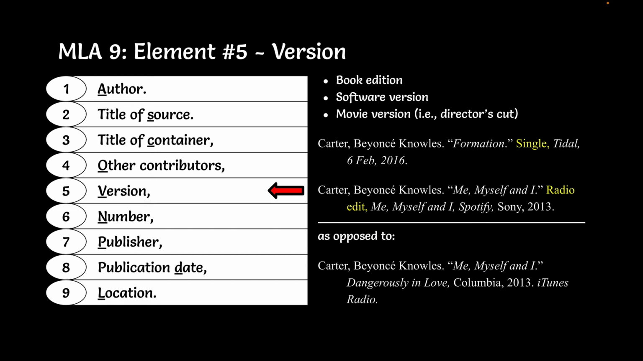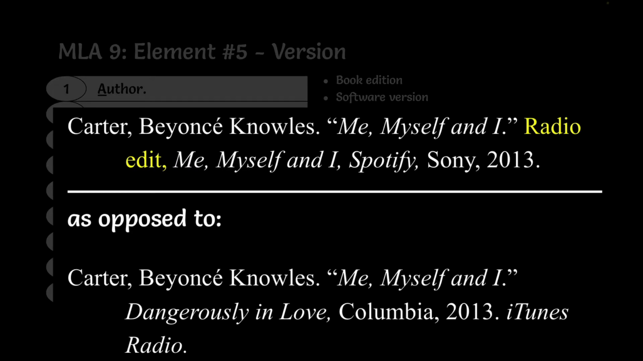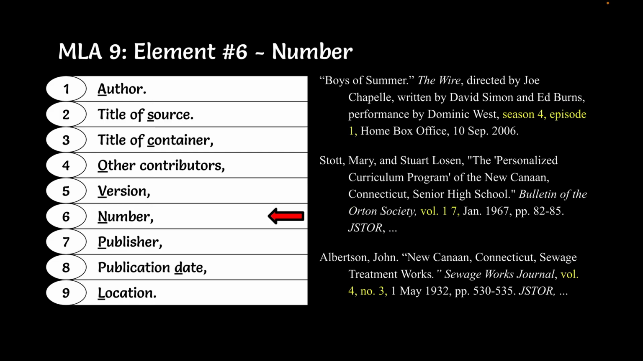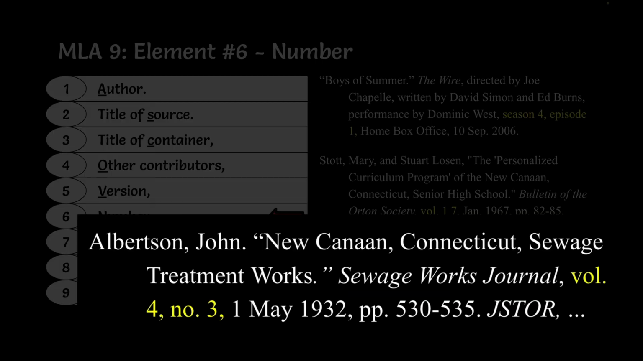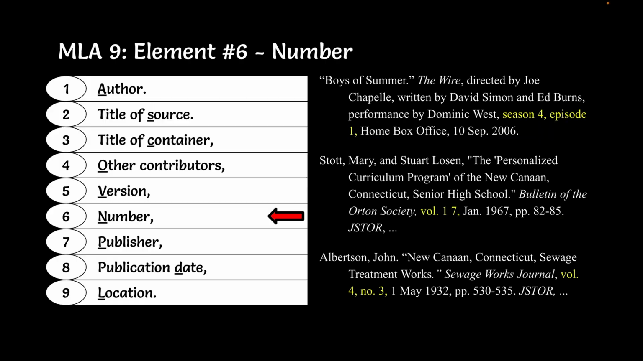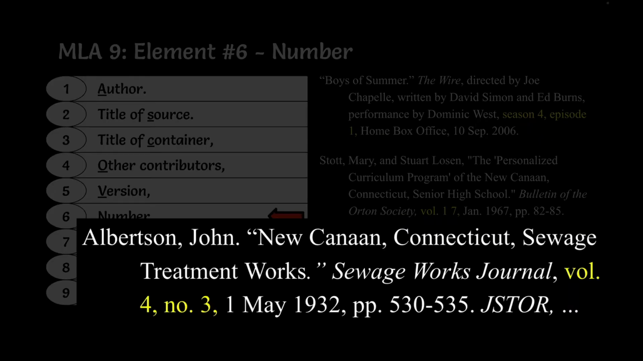The next one is version. So this is a good example. This is the kind of situation you'll see this in different versions of a song in Beyonce's example. The next one is number, and we see this a lot with academic journals mostly, but it also applies in television episodes. But most academic journals will have a volume and an issue number, so it's volume and number, and those are abbreviated.